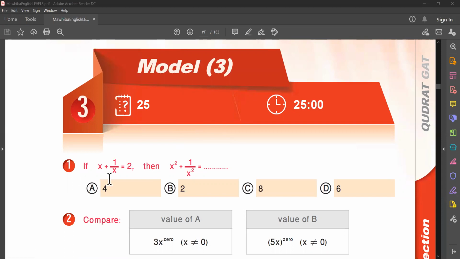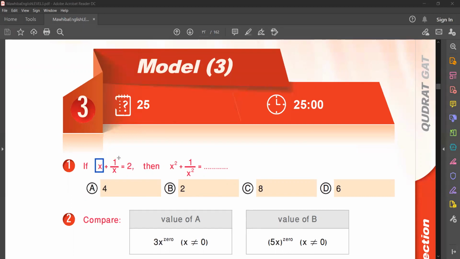Now the first problem: if x plus 1 over x equals 2, then what is x squared plus 1 over x squared? What is the answer here? Okay, I want to think how to solve this problem. Can you help me, my student? Look here. It is easy, I think.